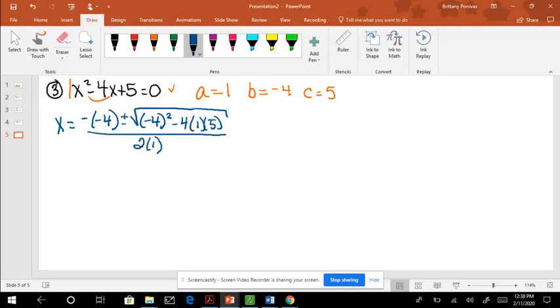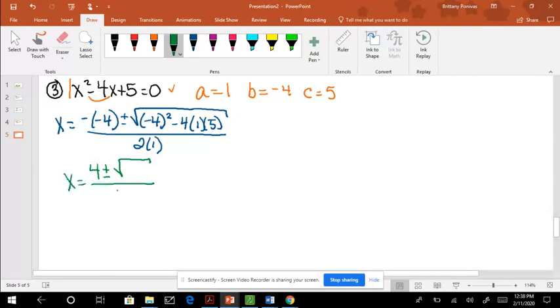Now, if you really want to challenge yourself, you can pause the video and try solving it all by yourself and then check the answer in the end. Or you can just follow along. So negative 4 on the outside becomes a positive 4, plus or minus the square root. I'm going to work that to the side in a second. All over 2 times 1, which is 2.